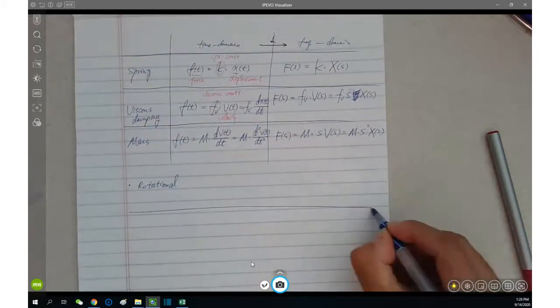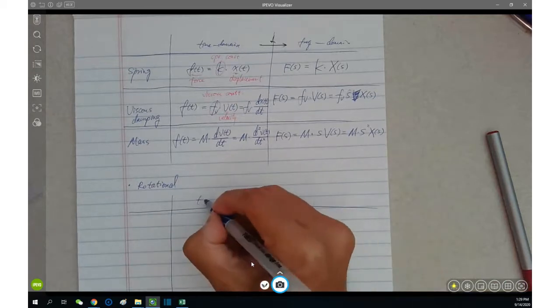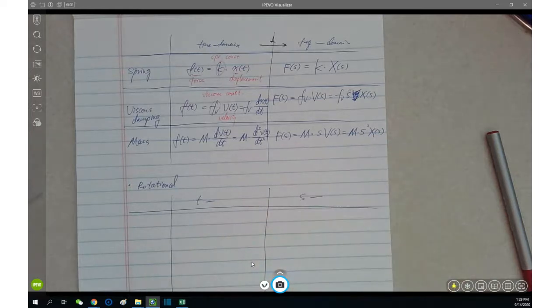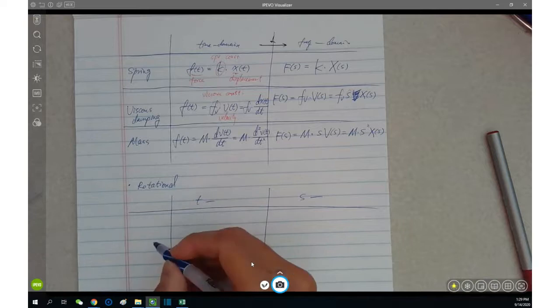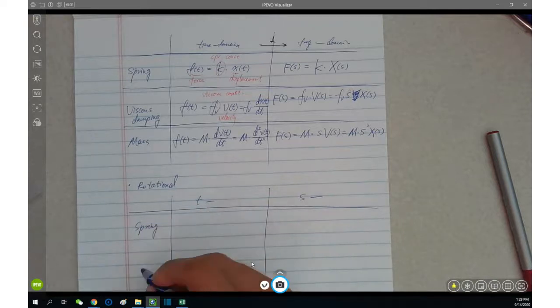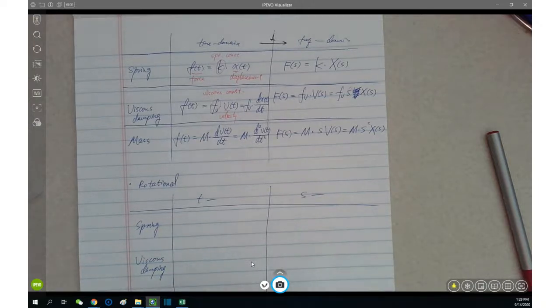So this time, once again, time domain and frequency domain. And we're going to talk about spring, viscous damping. These two things remain in the rotational system. The third thing, mass, well, not quite significant. Instead, what we have? Inertia.